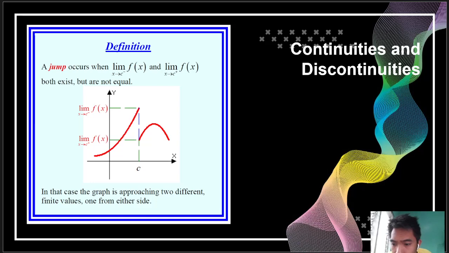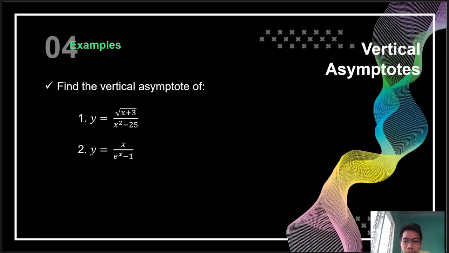Okay, so we will now take examples for vertical and horizontal asymptotes and continuities and discontinuities. We'll have these examples. Again, we have already solved these two examples a while ago for the vertical asymptote. So we'll add two more.